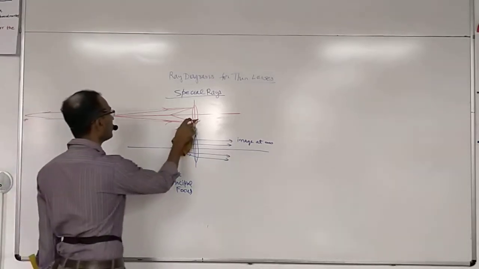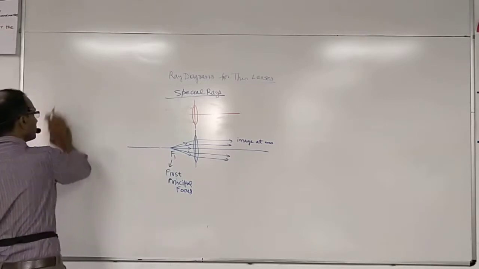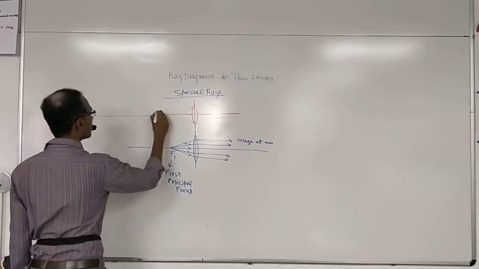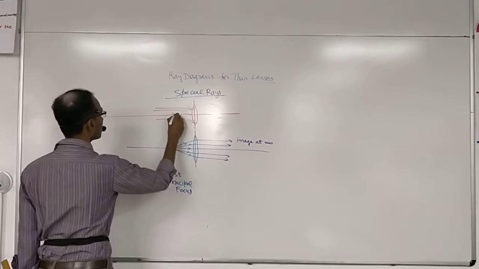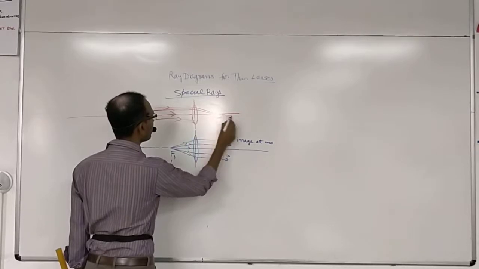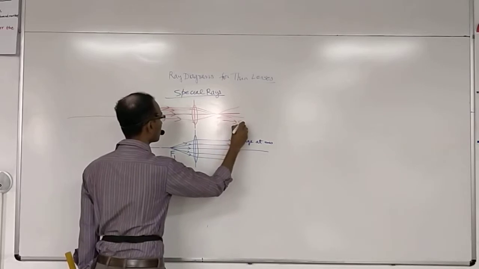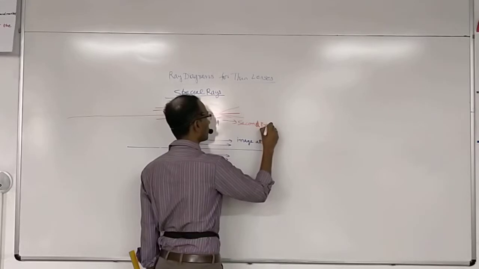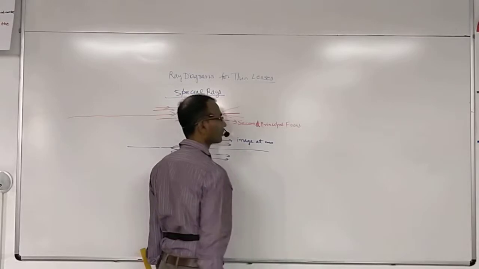So if the object is at infinity, we represent it by saying that the incident rays are parallel to the principal axis. So can I draw this beneath the first image? Yeah. So I will draw the incident rays like this. They will all converge and meet at a single point, which we call the second principal focus. So we can say that the second principal focus is the point at which the image is formed when the object is at infinity.